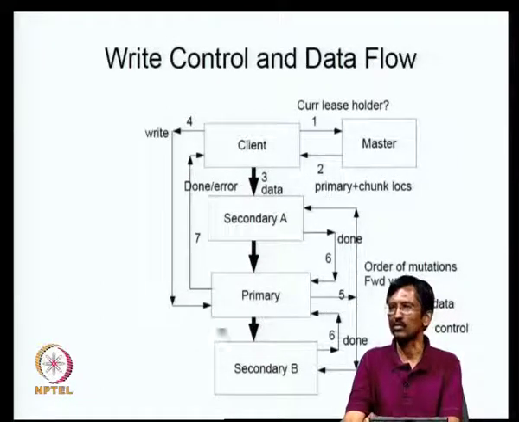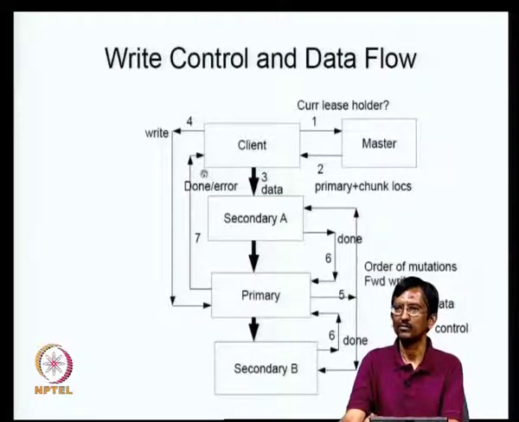Something similar happens here. Once the secondaries have been told to write, they respond by saying that they are done. And once the primary has received acknowledgements from all the secondaries that they have done their updates of the chunks, the primary comes back to the client saying it is done. This can incorporate either done or an error, if something bad happened. That also can happen.